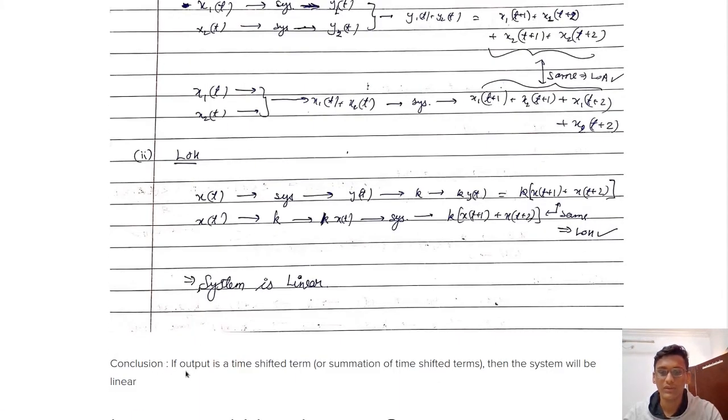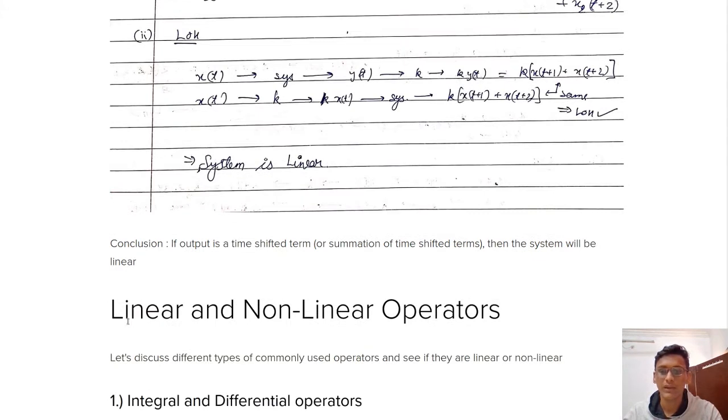So we can conclude that if the output is a time shifted term, or a summation of time shifted terms, then the system will be linear. Now let's see some linear and non-linear operators.